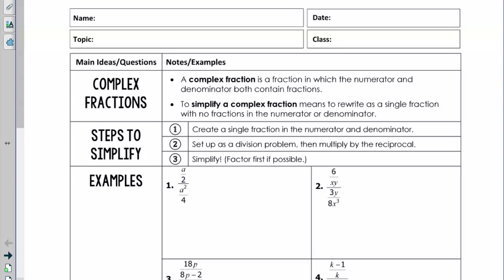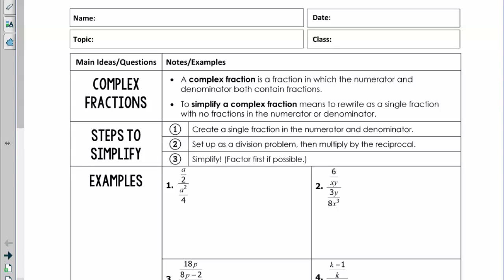So step one is to create a single fraction in the numerator and denominator. Step two is to set up as a division problem, then multiply by the reciprocal. Step three is to simplify, and of course we factor first if possible. If you look at these first ones, they're not too bad.